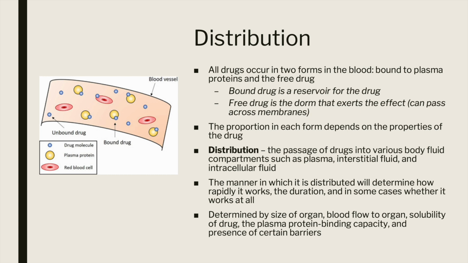Some of them we can control on the side of the drug, like how soluble it is. Some things we can't control, like patient factors. We can't control the blood flow to an organ, or the presence of some types of barriers in the patient's body. So lots of things are going to determine how well a drug is distributed.